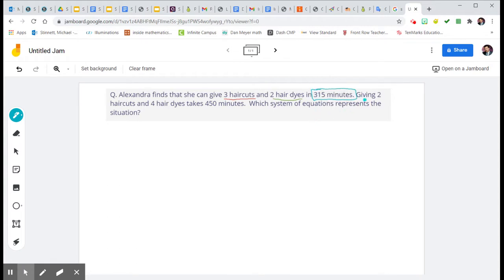And then given 2 haircuts, so again, I'm going to go back to red. So 2 haircuts, and then 4 hair dyes. 4 hair dyes take 450 minutes, okay? It's asking you which system of equations represents the situation. And this will be the first problem that you guys work on, okay?